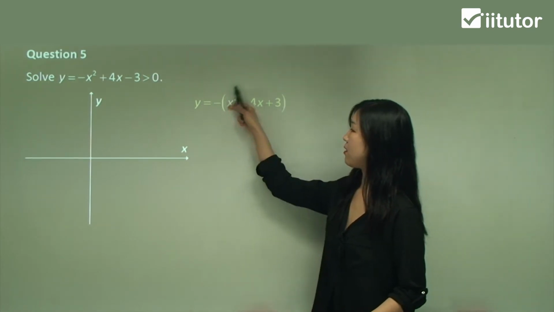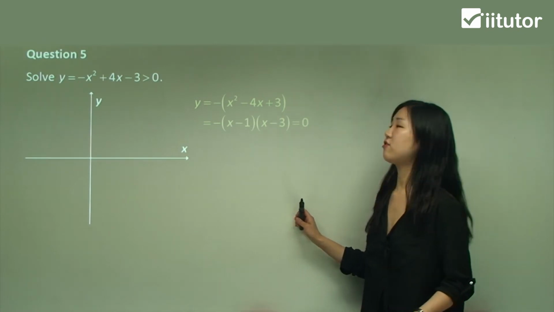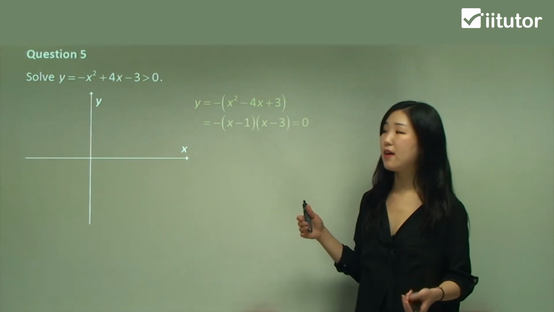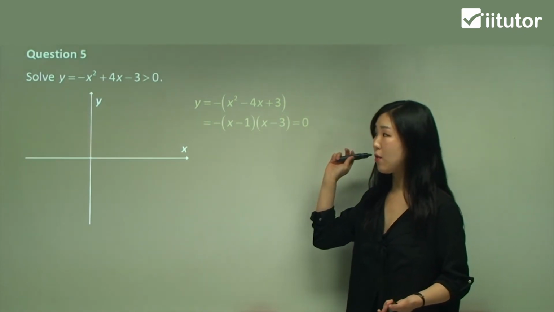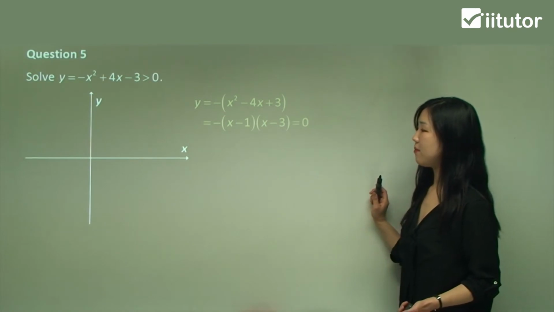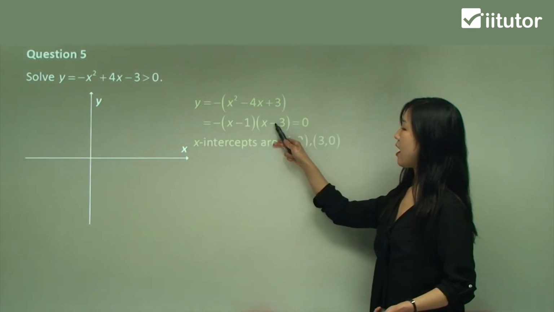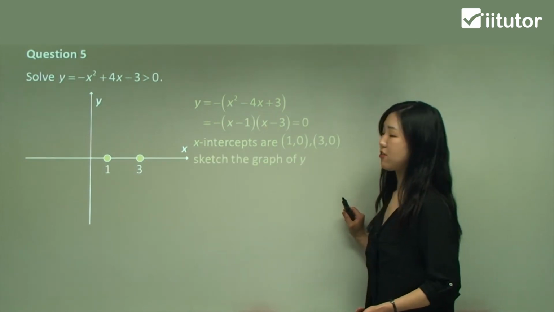Now let's do the same thing for the inside the brackets. I'm going to factorize it, just because I want to find my x-intercepts. And I'm going to let it be equal to 0, because when we find the x-intercept, we let y equal to 0. So guys, tell me, what are the x-intercepts? It's going to be positive 1 and positive 3, isn't it? So plot it in. Now, let's sketch the graph of y.